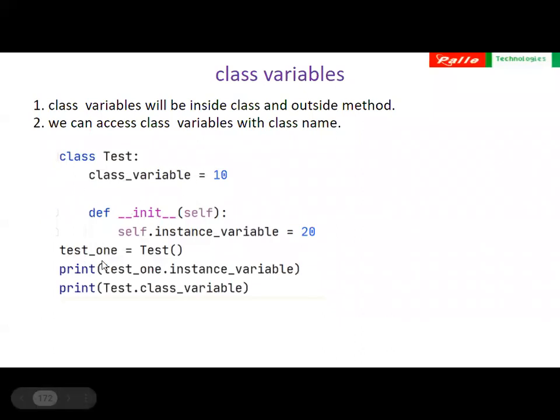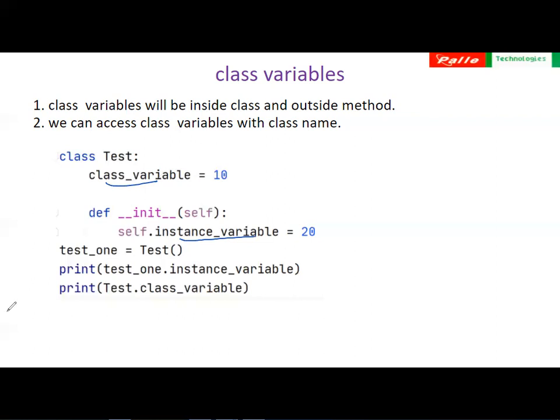Now inside this example, do we have any other variable? What type of variable do we have here? An instance variable, correct? You can see the name also. You have clearly specified the name as instance variable. So this is nothing but an instance variable, and this is a class variable. Is this clear?